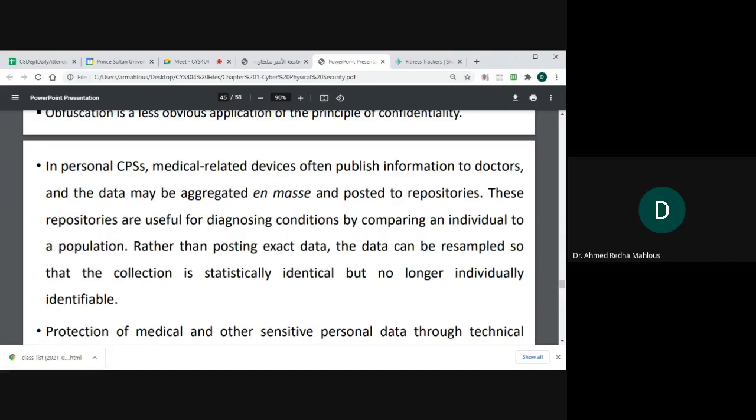That means you have to take the device and collect the data from the device physically, and analyze the data. In some other devices, the data is sent automatically through the internet to the hospital, for instance, to the server, where it is collected and stored. Sometimes those servers, we call them repositories, will store not only the data of one patient. A number of patients have the same device, and their data is sent together and stored in the same place. This is known as aggregated in mass, that means as a whole.